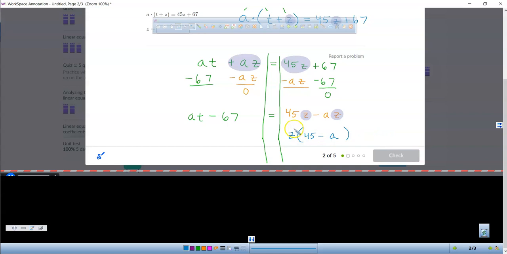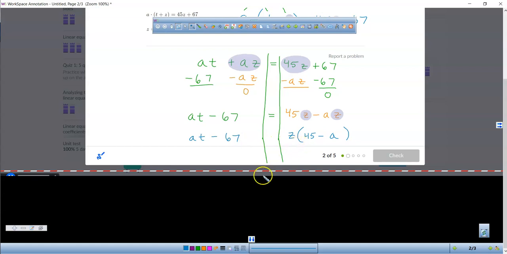You check it by using the distributive property. What is z times a 45? 45z. What's a z times a negative a? Negative az. So we did it correctly. Over here, just bring down exactly what you see, which is an at, minus 67.